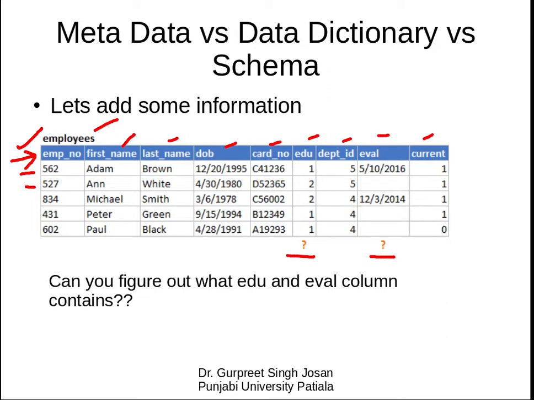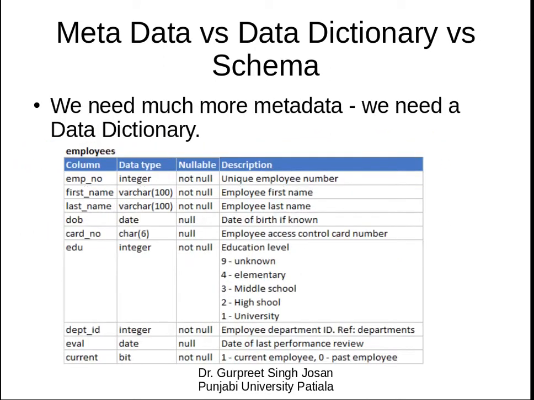So some more information is required. So we need much more metadata. So this is basically metadata, and we need a dictionary that is called data dictionary. So we store the data in the form of a dictionary. This information is collectively known as a dictionary, and for example, I say employee number, name of the column is employee number, its data type is integer, and these are the constraints, whether a null value can be there or not, so whether it is nullable or not.